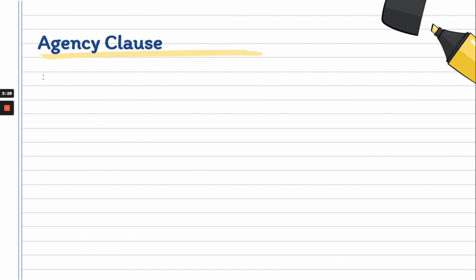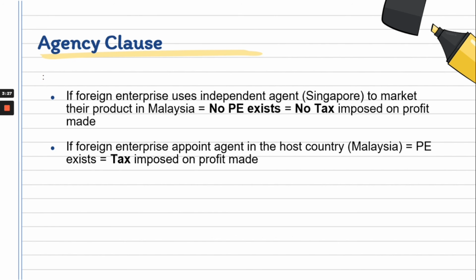Agency clause. If a foreign enterprise uses an independent agent in Singapore to market their product in Malaysia, there will be no PE. Hence, no tax will be imposed on profit made. However, if the foreign enterprise appoints an agent in the host country, Malaysia, there will be a PE. Hence, tax will be imposed on profit made.